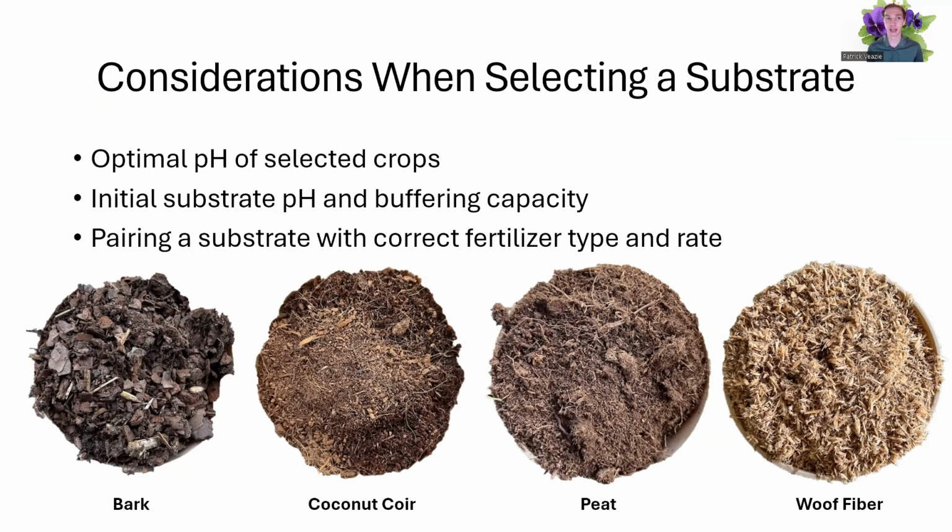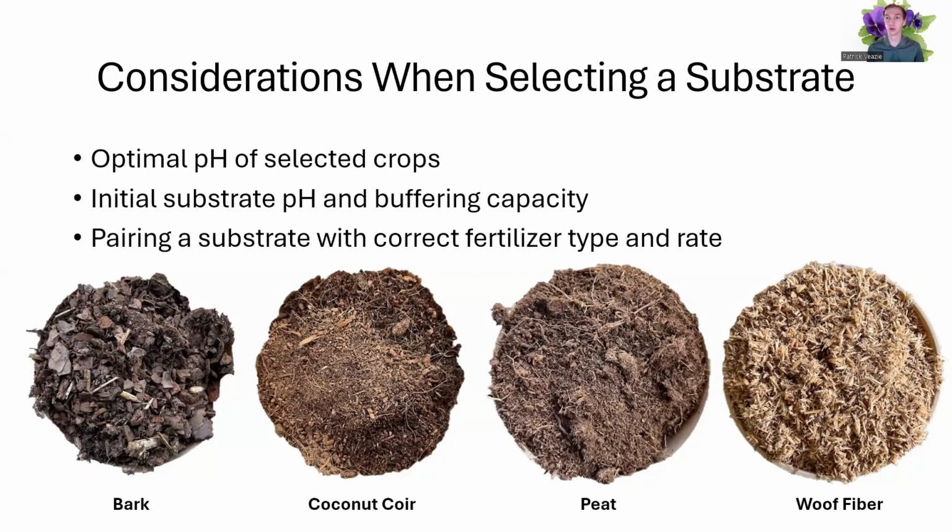What's the optimal pH of your selected crops that you're going to be growing in this? If you're growing something that prefers more of an acidic environment, you're going to want something that has a lower acidity starting out and lower limestone. What's your initial substrate pH and buffering capacity? Lowering that lime charge, you will lower your initial pH, but you lose a little bit of that buffering capacity.